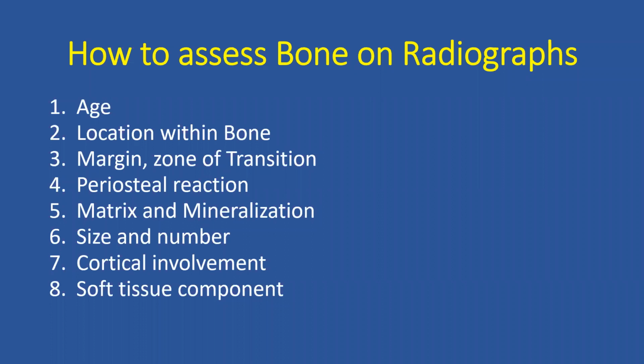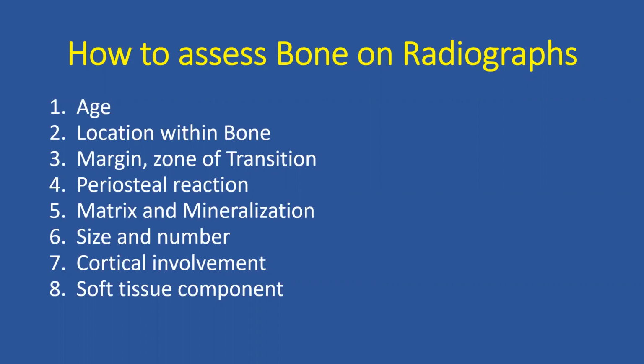So, how do we assess bone lesions on radiographs? The age is important. That's the first question we ask. How old is the patient? Why? Because there are certain tumors which occur at a certain age. Multiple myeloma occurs in older generations. Ewing sarcoma, younger. Osteosarcoma, likewise. So you have to know about the age. The location within the bone. Is it in the epiphysis? Is it in the metaphysis? Is it in the diaphysis?